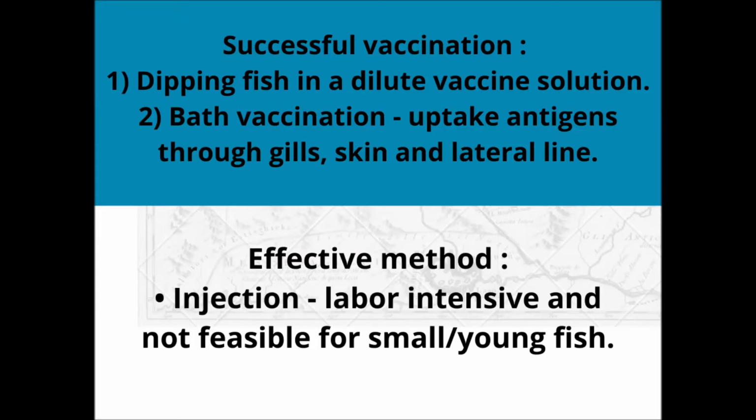Successful vaccination could also be performed by dipping the fish for a short period in a dilute vaccine solution. And bath vaccination was another type of immersion vaccination based on uptake of antigen through gills, skin, and the lateral line of fish. But today, the majority of fish vaccines are delivered by injection, which is by far the most effective method compared to the oral and immersion routes. The injection method is, however, labor intensive and not feasible for small or young fish.